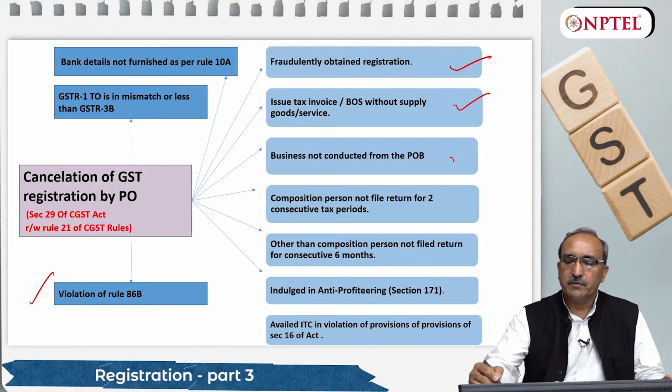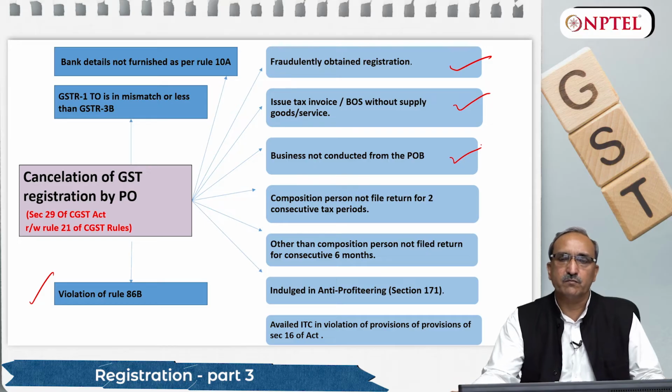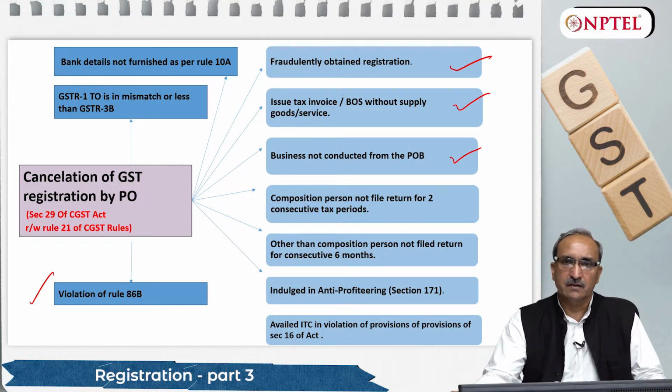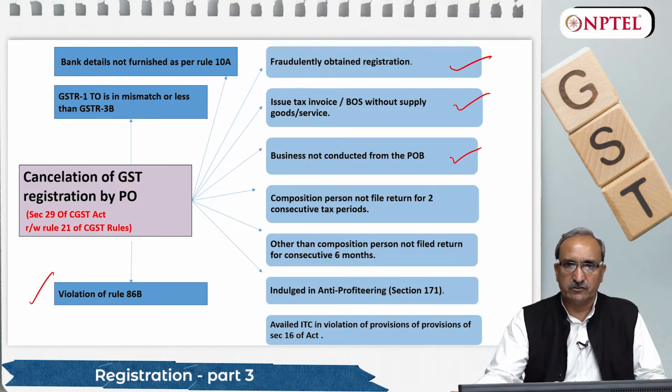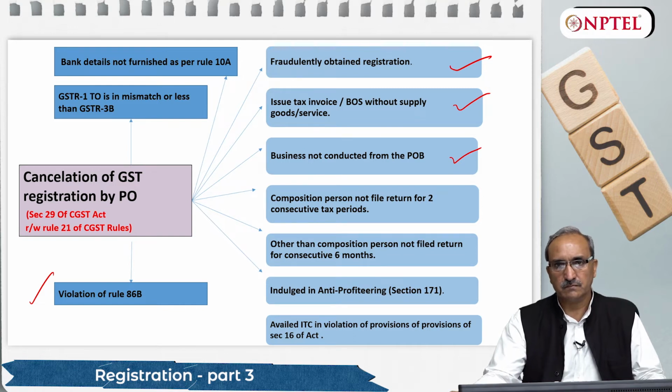Next, business not conducted from place of business. You have obtained registration for a particular place of business, but you are not actually doing your business from there and you are doing business from somewhere else. Your registration is supposed to be cancelled.